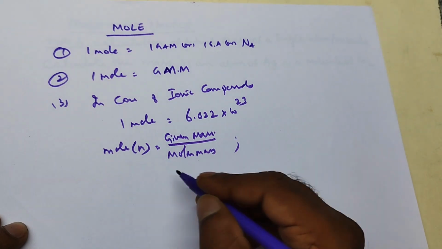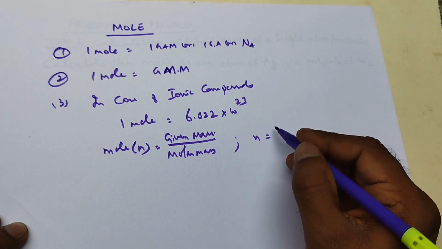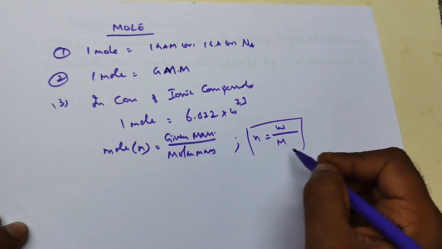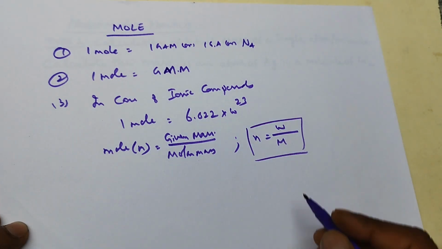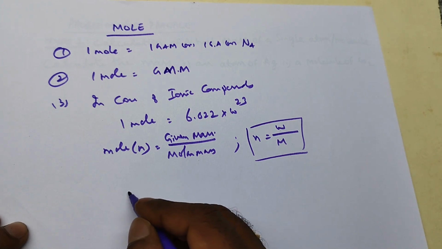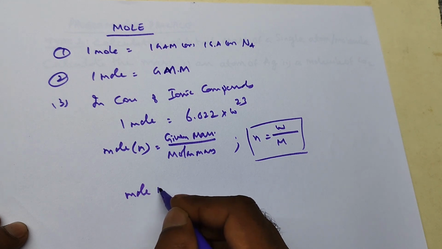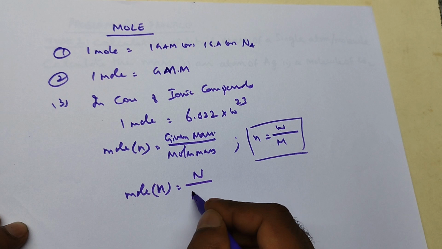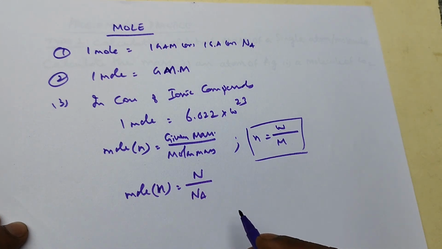If we express it as a formula, n is equal to given mass W divided by molar mass, for which we use capital M. At the same time, if you want to find the number of entities, it is n multiplied by the Avogadro number of particles. This also we can use. Okay, we will discuss a few problems using these formulas.